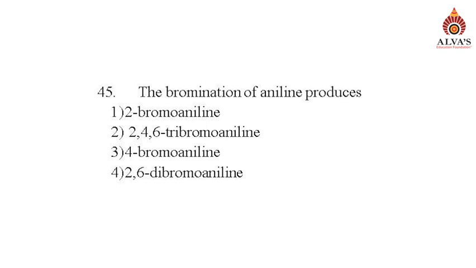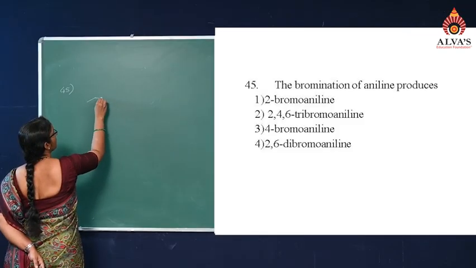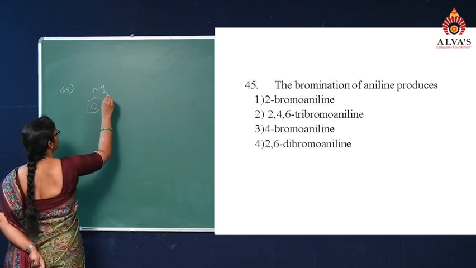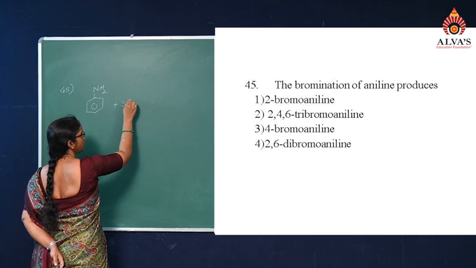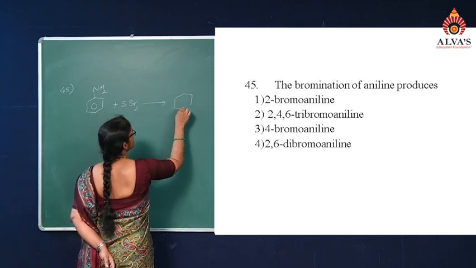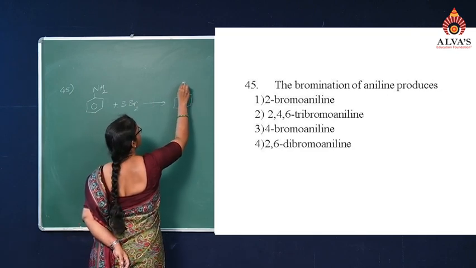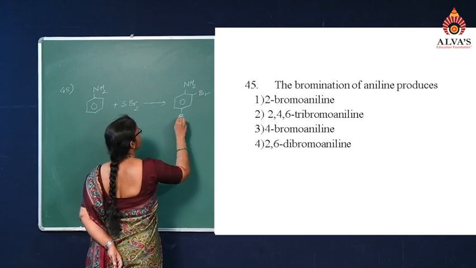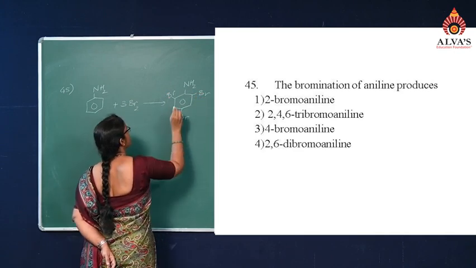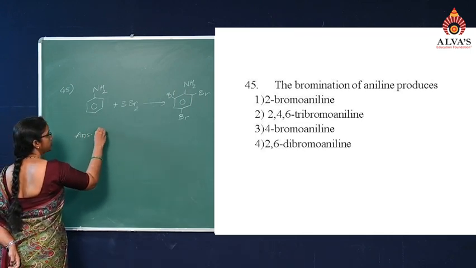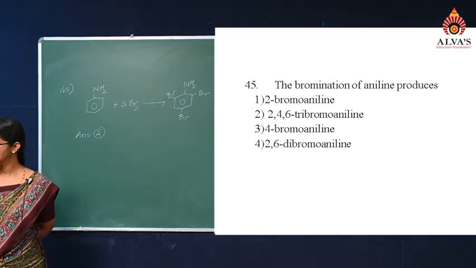Question number 45. Bromination of aniline produces. Now aniline has an NH2 group which is a strongly electron donating group. It's a good ring activator. So when it is made to react with bromine, it will undergo substitution reaction at all the active places, resulting in formation of 2,4,6-tribromoaniline. So the answer is option 2.